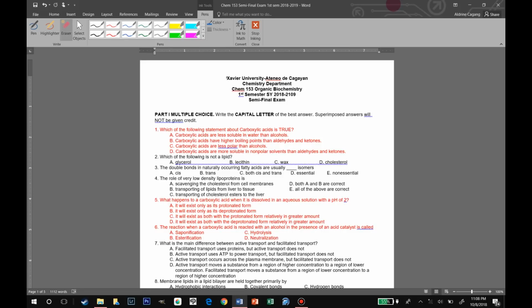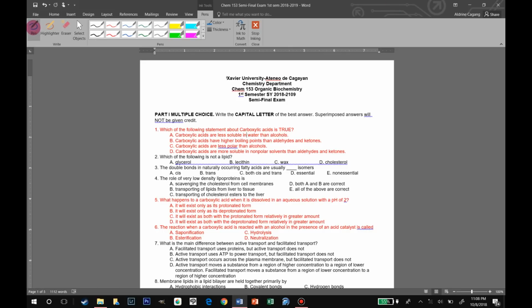Number 1 reads, which of the following statements about carboxylic acids is true? You're given here 4 choices. Carboxylic acids are less soluble in water than alcohols. Letter B, have higher boiling points than aldehydes and ketones. Letter C, are less polar than alcohols. Letter D, are more soluble in nonpolar solvents than aldehydes and ketones.